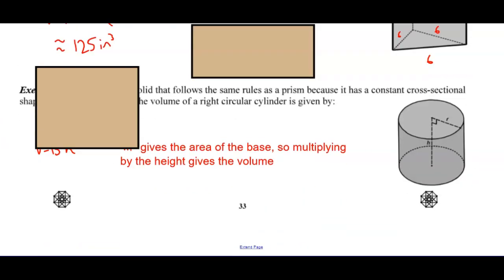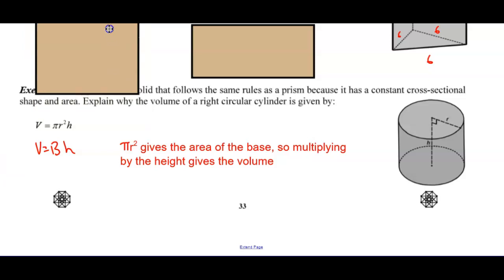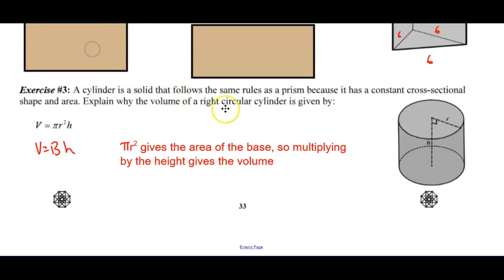Okay, so then exercise 3. A cylinder is a solid that follows the same rules. Yes, we've talked about how cylinders are like prisms in that way. If you figure out the area of this circle, all you need is the radius for it. And so the formula for a cylinder is pi r squared h. But it is still capital B times h, because pi r squared is the area of the base.